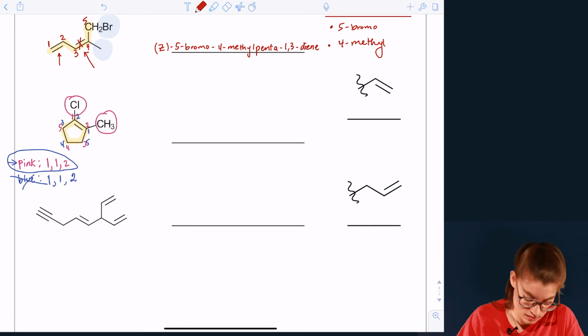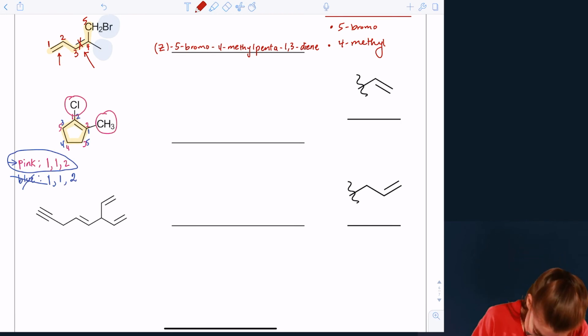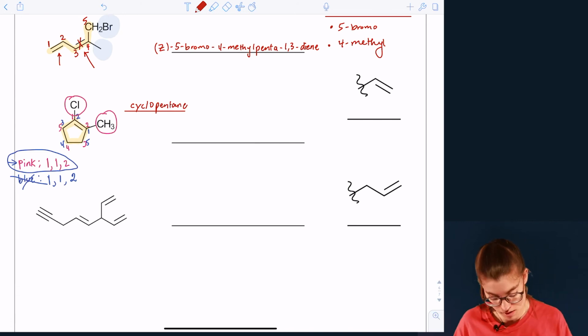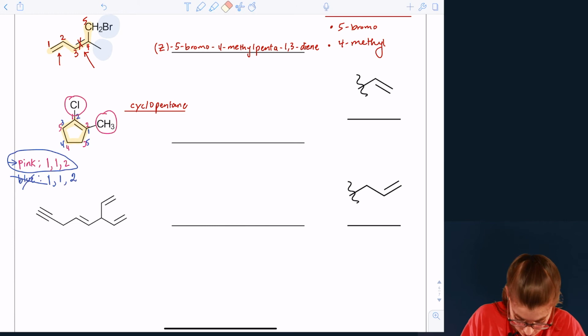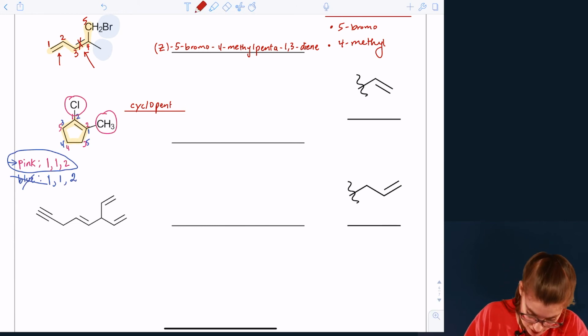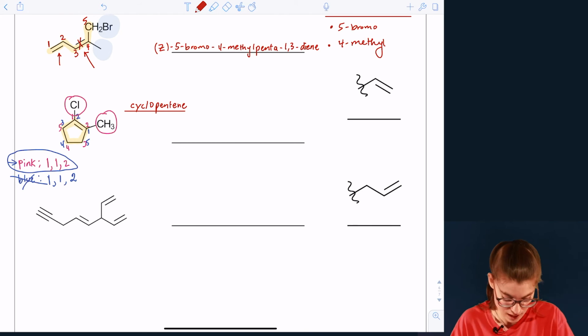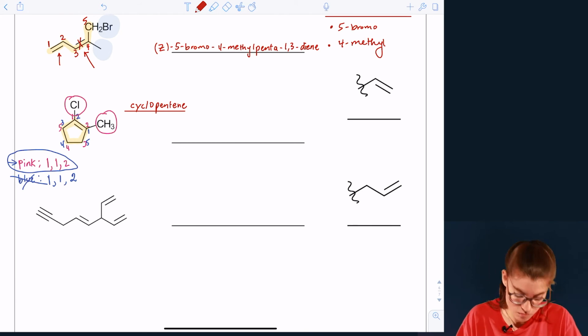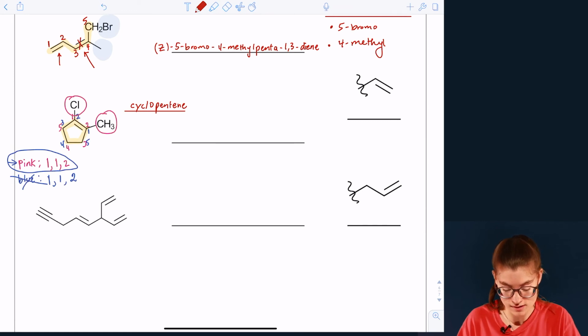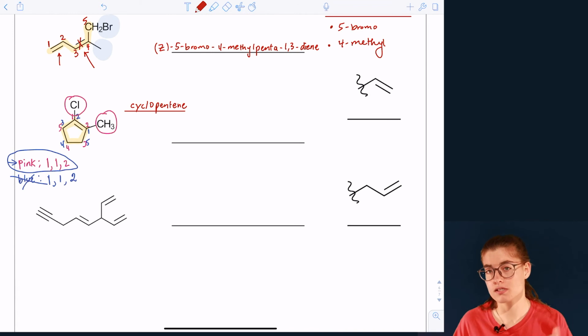So my parent name for this is going to be cyclo, because remember, it's a ring. Cyclo, now this would be cyclopentane if it was all single bonds, but remember we have a double bond there, so it's not cyclopentane, it's cyclopentene. Okay? Now, because this is a ring, you don't necessarily have to say that the double bond is on carbon number 1, because you're supposed to give double bonds the lowest possible number, and that in a ring will be 1.